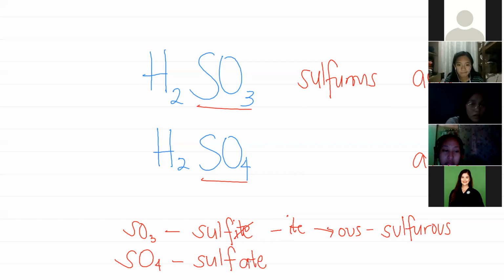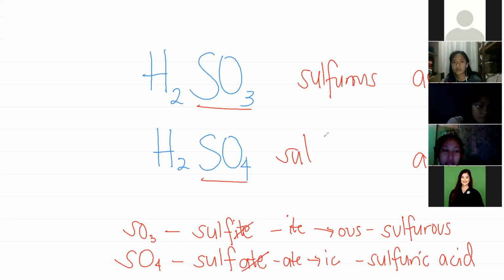And then this ATE, the partner of ATE is IC. So get rid of that. Bring back the UR of sulfur because we don't call it sulfic acid. We call it sulfuric acid. So these are now their names: sulfurous acid and sulfuric acid. So, before time ends, let me give you another example.